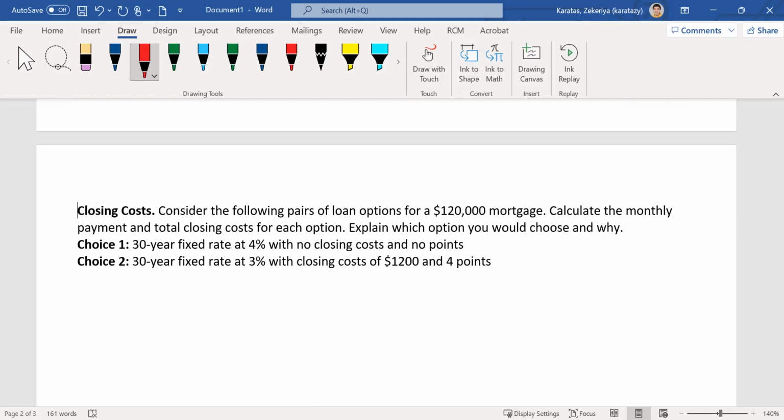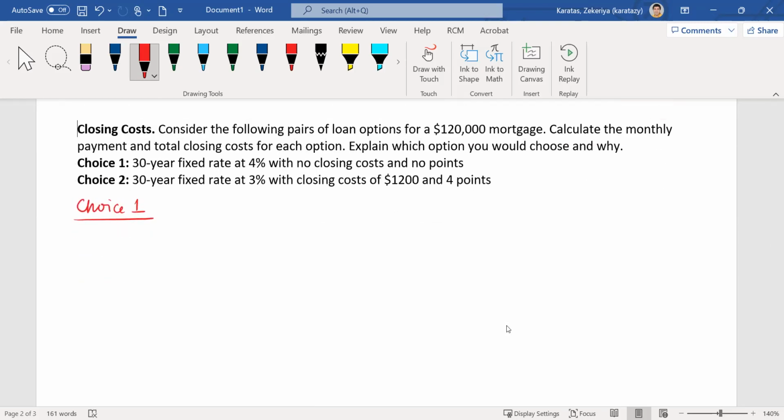But the first choice is the regular way that we use. Choice one is the regular loan formula. So the monthly payment will be 120,000 times the rate, which is 4%, 0.04 divided by 12 again because we're making monthly payments, divided by bracket 1 minus 1 plus 0.04 over 12 raised to the power negative 12 times 30 years.